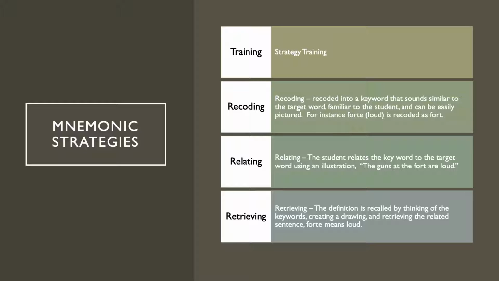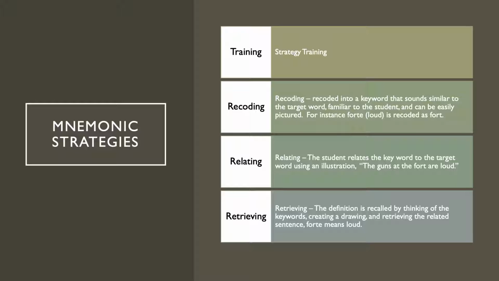So for instance, if you're trying to use a mnemonic strategy to teach a word, you might say, if you're teaching the word forte, which means loud, you tell them to remember the word fort. And then you give them something to relate to that word. You say, hey, remember forte means loud. Think of the word fort. The guns at the fort are loud. Forte is loud.